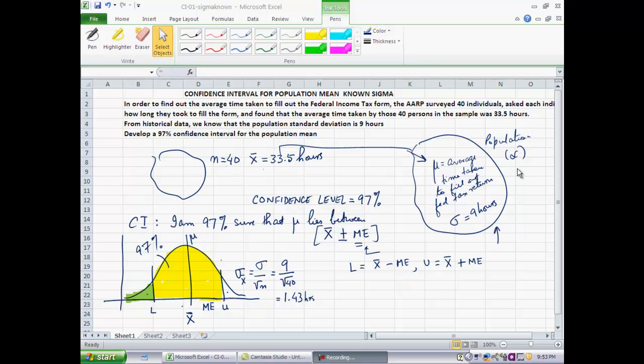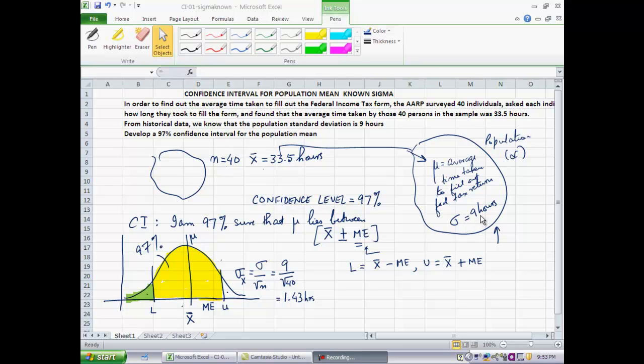So the population here is the set of all federal income tax filers, the millions of them, and I want to know the average time taken to fill out the tax returns. And based on historical data, we are told that the population standard deviation of the time taken to fill out the tax returns is 9 hours.